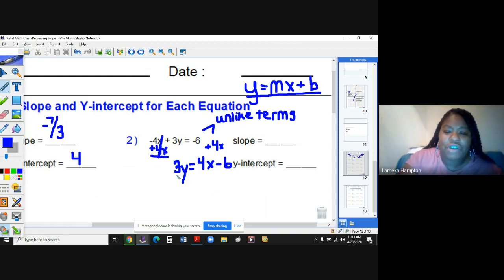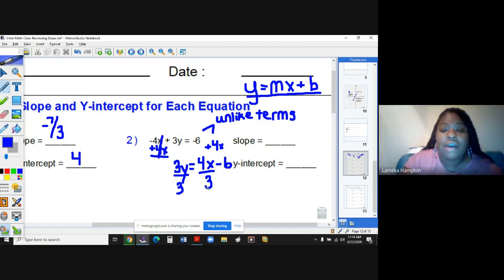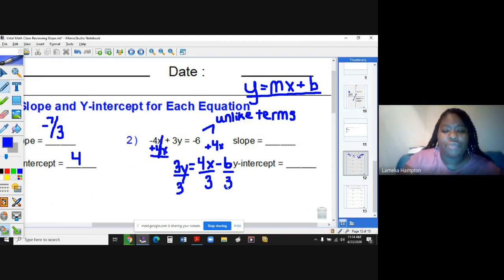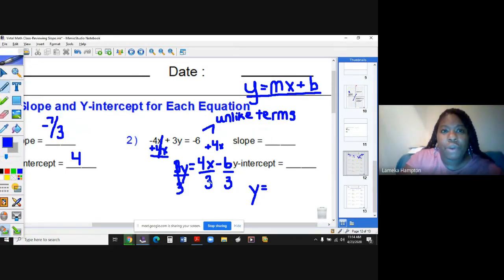So that means we're going to have to divide everything by 3 because remember, we want y to be by itself. So anytime we have a number in front of the y, we must divide it. So when we do this, 3 divided by 3 leaves me with 1. So I'm going to rewrite the new equation over here. So I'm going to have y is equal to something. Now we have this 4 divided by 3.